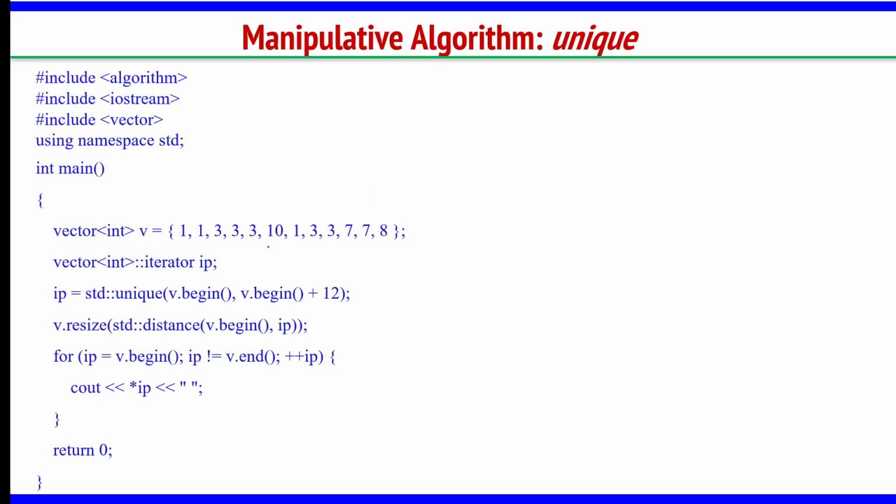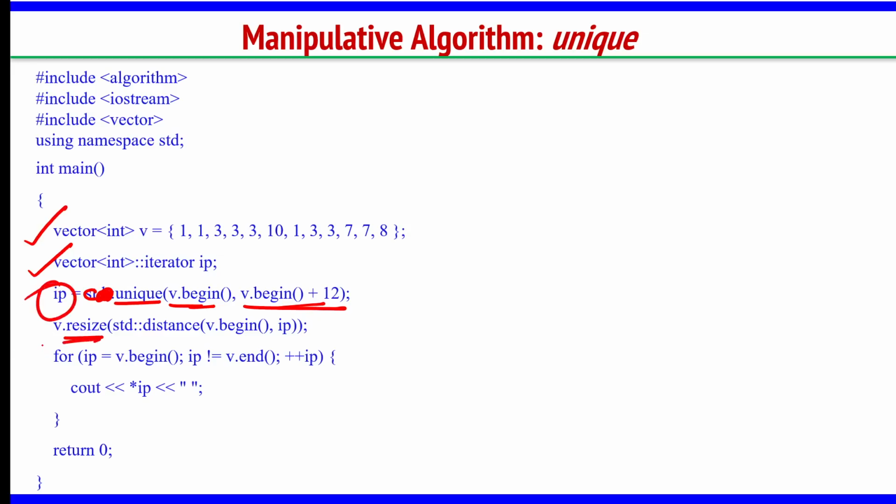See the program here. I have a vector v, and I have an iterator here. Again, std is not required. The syntax is unique from beginning till the end. This is the range I am giving here, from beginning till the end. Find out the duplicate elements and remove them. Then I am resizing it.